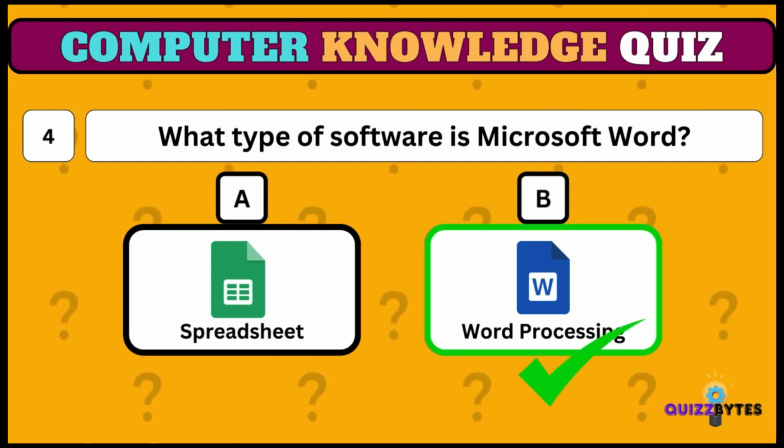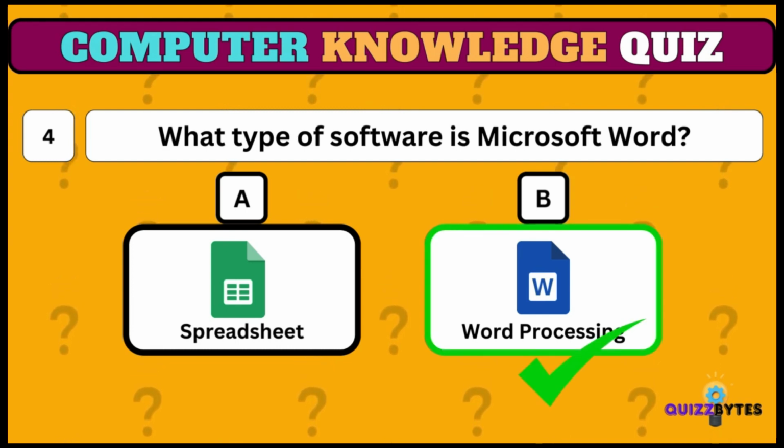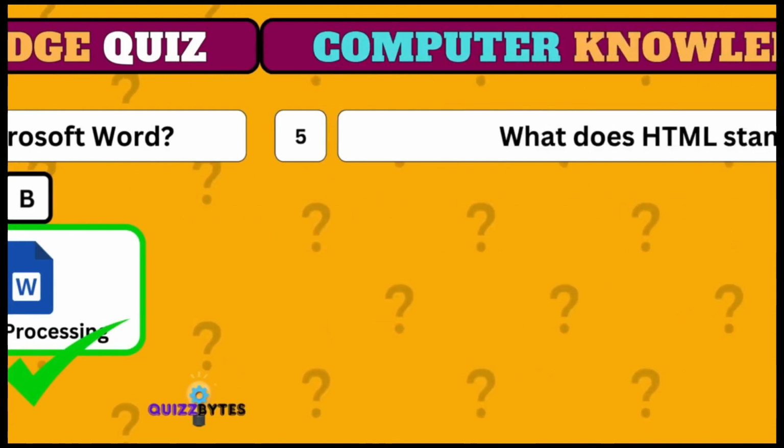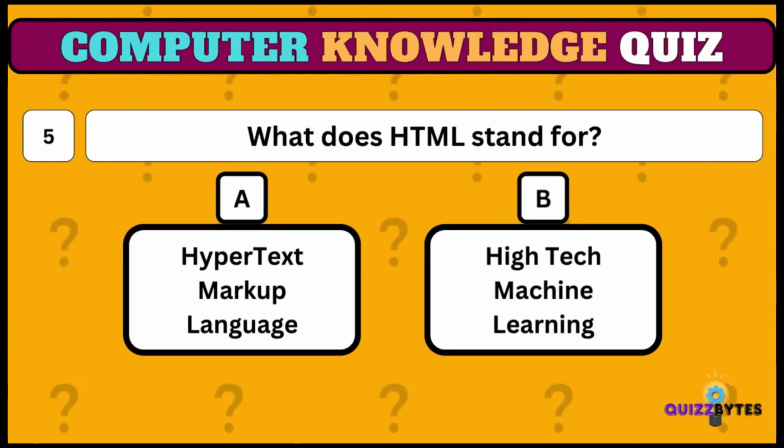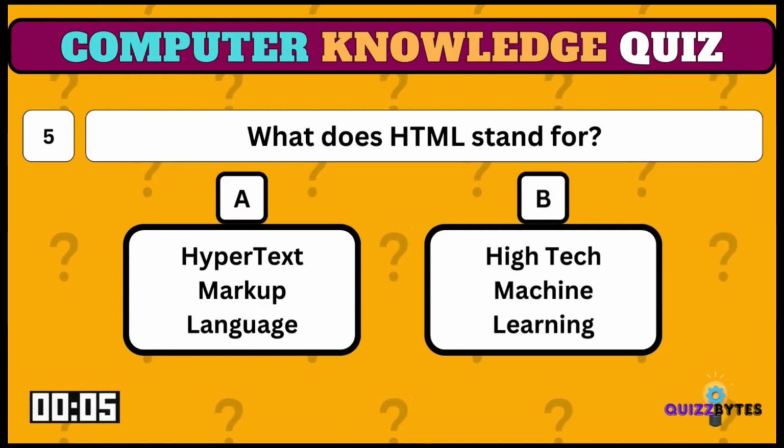Correct. Microsoft Word is a word processing software for creating documents. Now, let's explore question 5. What does HTML stand for? A. Hypertext Markup Language, or B. High-tech machine learning?